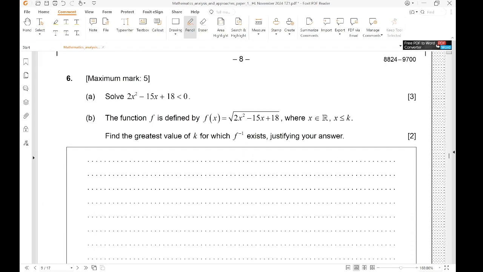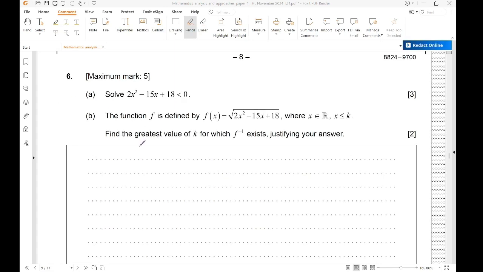Now let's move on to question number 6. So once again, pause the video and give it a go. In question 6 here, you have to first solve 2x squared minus 15x plus 18, which is pretty simple because you just factorize. So if you do factorization, you have to multiply to get 36 and add up to get minus 15. So it should be minus 12 and minus 3.